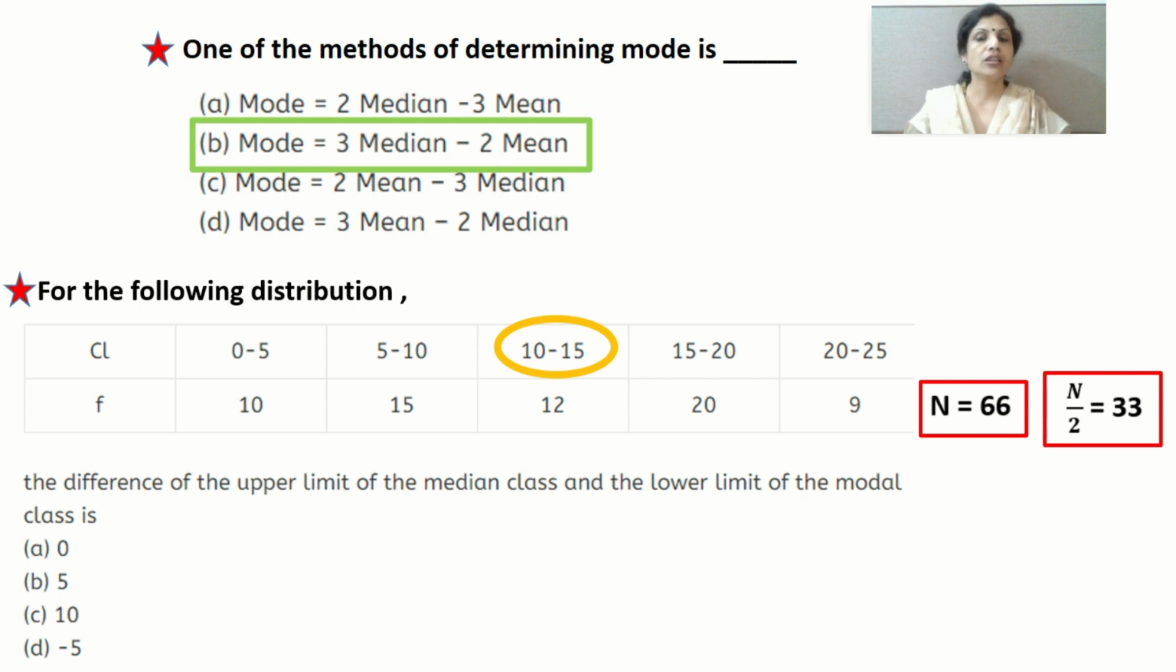Then what is asked? The lower limit of the modal class. Now which is the modal class? The class which has the highest frequency. Now which is the highest frequency? This is the highest frequency. So this is the modal class and its lower limit is 15. We have to find the difference between the upper limit of median class and lower limit of modal class. So 15 minus 15 comes to 0. So the difference is 0. Nice sum and good. You have to think and answer. So please keep this in mind.